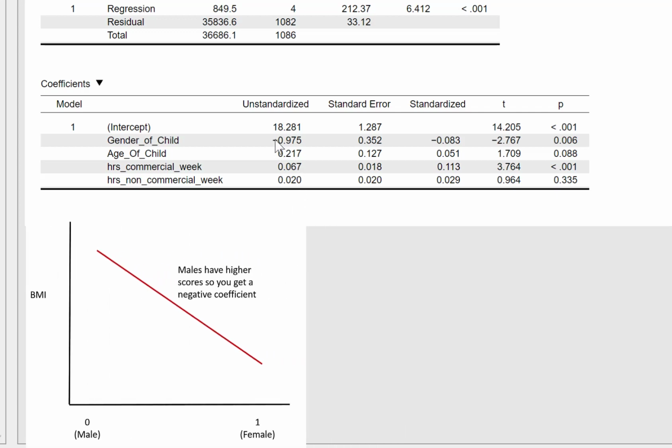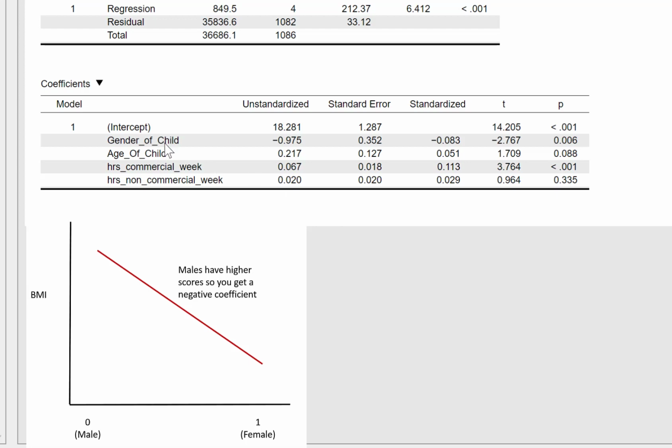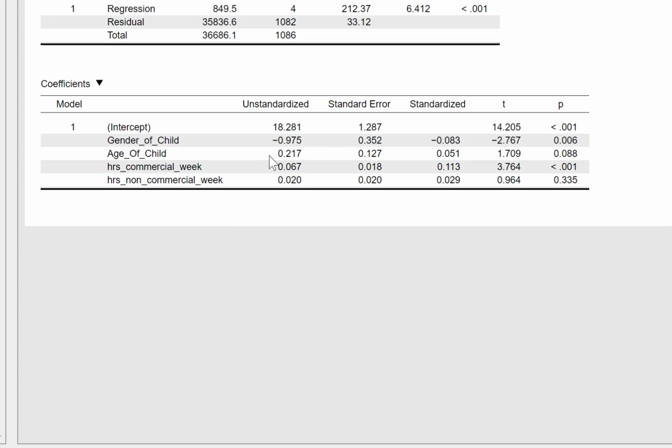If that was positive, that would mean those coded as the higher number, so females who are coded as 1, they'd have higher BMIs if that was a positive number. So simply, if it's negative, the group coded as the lowest number have higher scores. That's what gives you a negative regression coefficient in this example. If it's positive, that means the group that's coded as the higher number has higher scores. So in this case, because it's males coded as 0, females as 1, this negative regression coefficient means that the males are, in this sample, heavier than the females. Age of child. So age doesn't have a statistically significant effect.